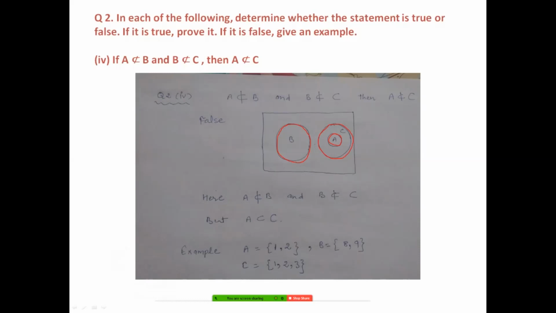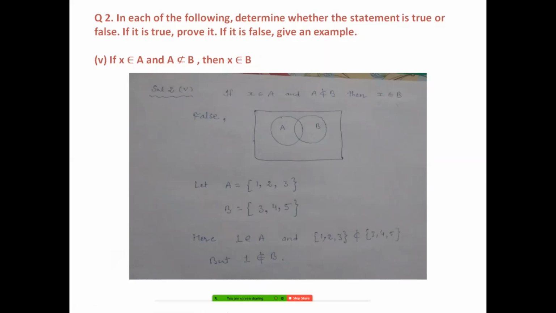Okay, we can also quote this example. A is equal to {1, 2}, B is equal to {8, 9}. Clearly, A is not a subset of B. B is also not a subset of C, but A is a subset of C.